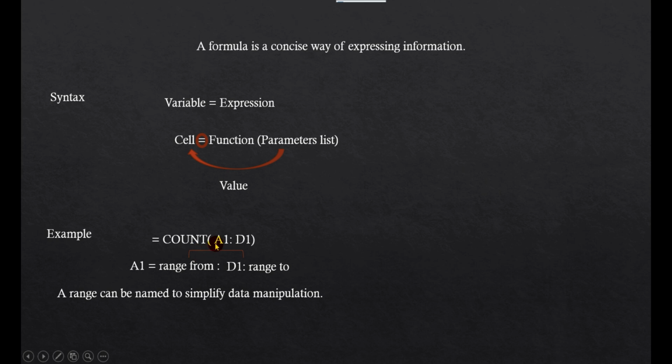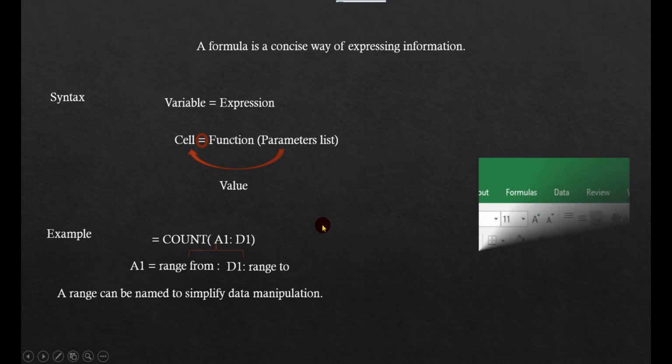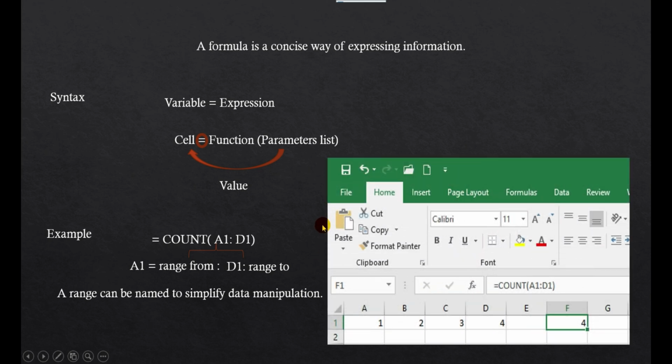This is a range, we did not cover it yet, but we are going to see it just a moment from now. This range, A1 to D1, can be named to simplify data manipulation. If we have this picture that depicts Excel, what's going to happen? We have A1 value 1, B1 value 2, C1 value 3, D1 value 4. And we want to apply the count function from A1 to D1.